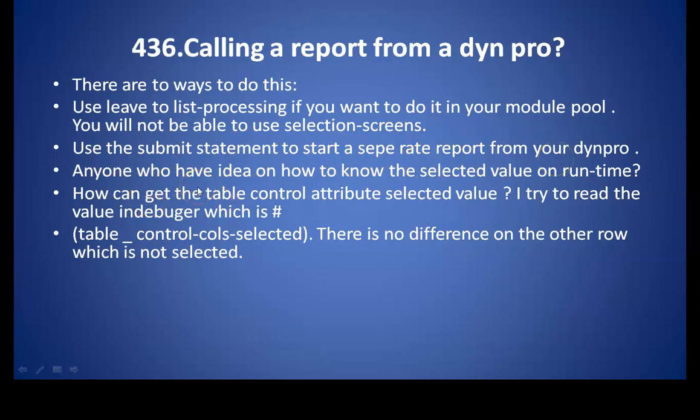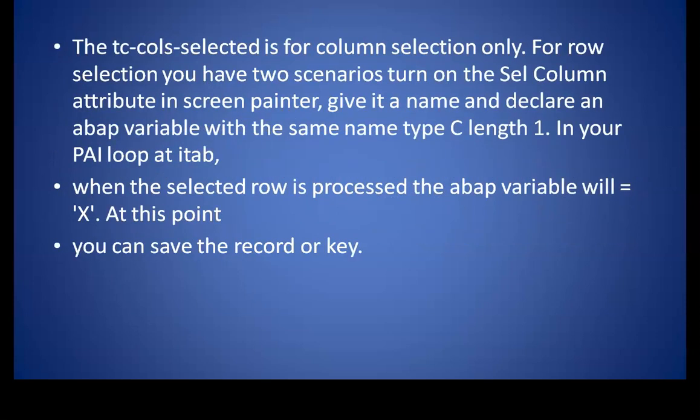Anyone who has an idea on how to know the selected value at runtime? How can we get the table control attributes, selected rows and all these things? We need to understand this. There's no difference on the other rows which are not selected. So basically, for calling a program, we can just write LEAVE TO LIST-PROCESSING.